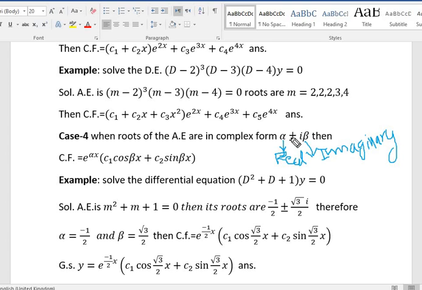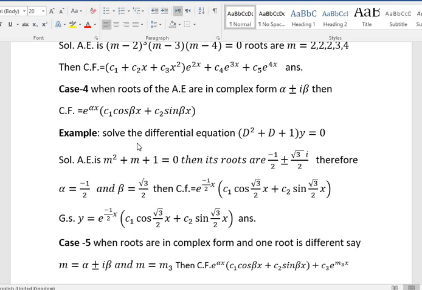So what you have to do? First of all, try to solve it. If it comes as alpha plus minus i beta, then the roots of the auxiliary equation are in complex form. What does that mean? I am giving one example. Solve the differential equation (D square plus D plus 1) into y equal to 0. Again f(x) is given as 0, so nothing to worry about; just factorize, and that is the general solution.